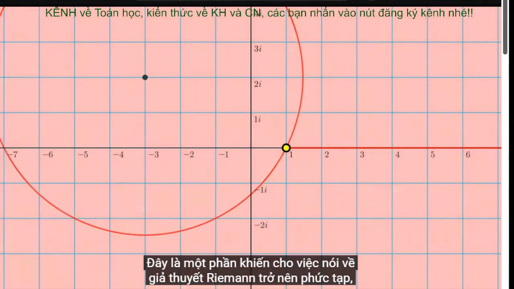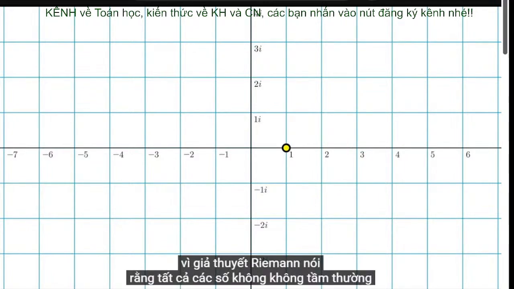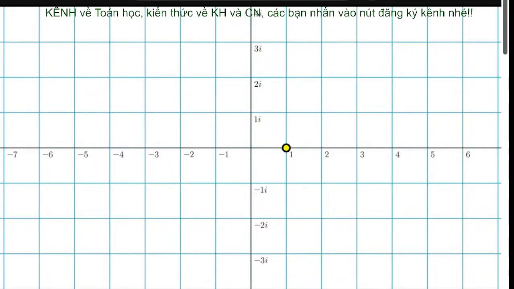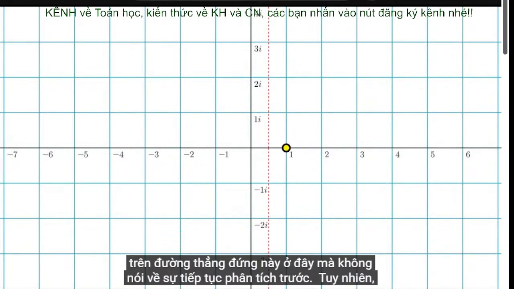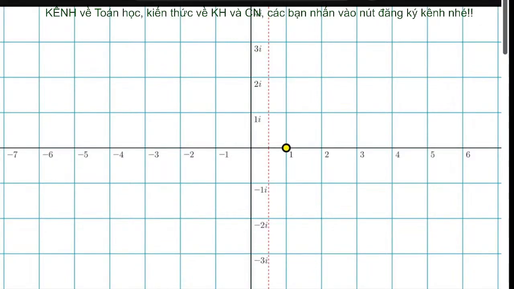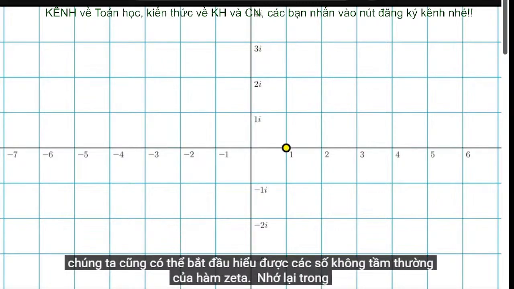This is part of what makes talking about the Riemann hypothesis so complicated, because the Riemann hypothesis says that all of the non-trivial zeros of the zeta function lay on this vertical line here. But you can't even define the zeta function on this vertical line here without first talking about analytic continuation. Once we accept the idea of analytic continuation, though, we can start to make sense of the trivial zeros of the zeta function as well.